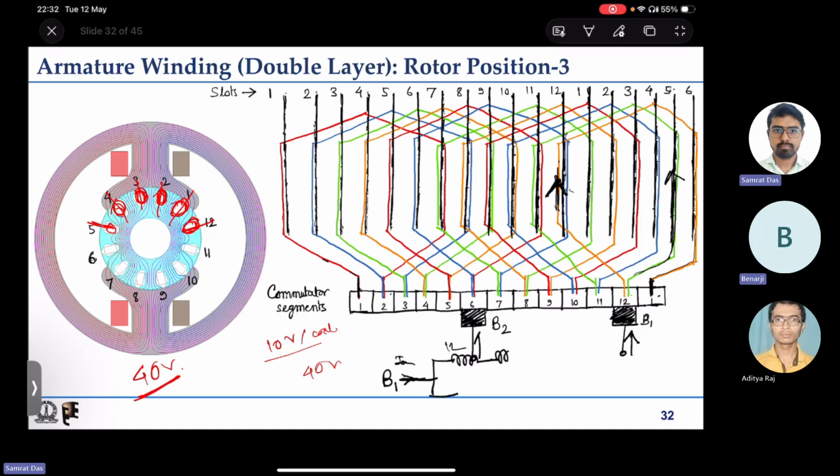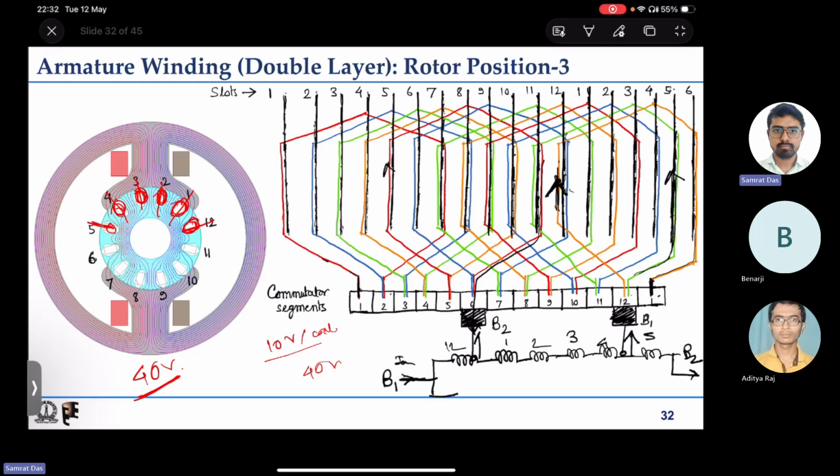Yes, clear. Then coil 2, then 3, then 4, and then 5. This is 5. From 5 it will get connected here, to brush 2, B2.